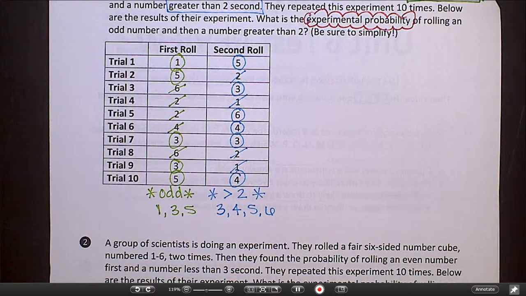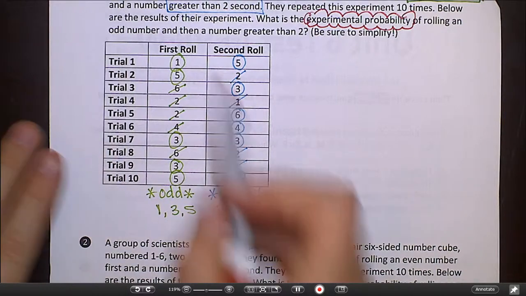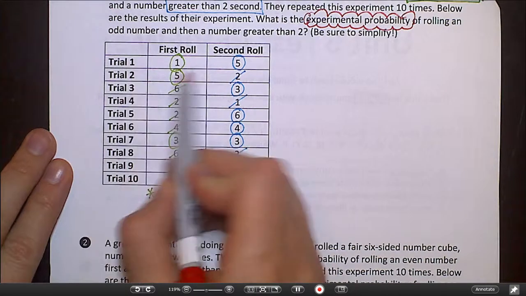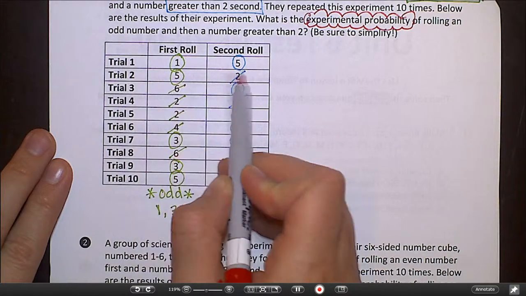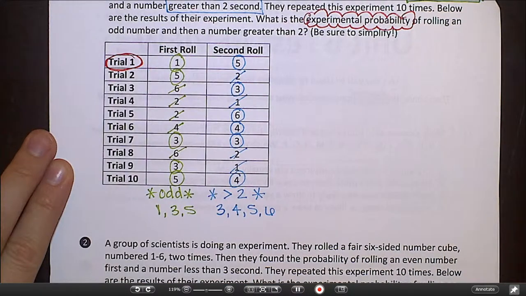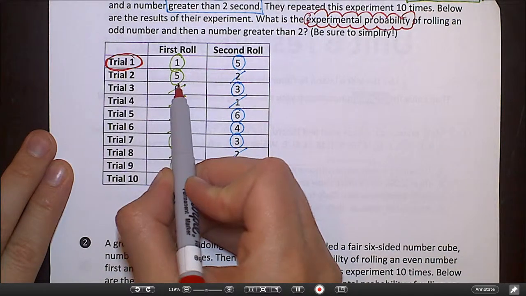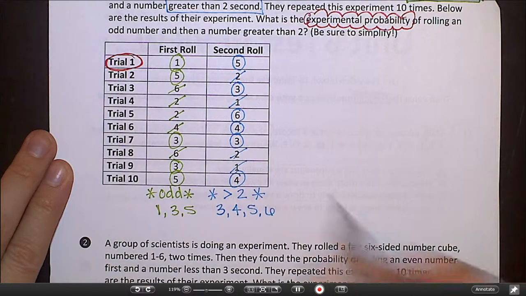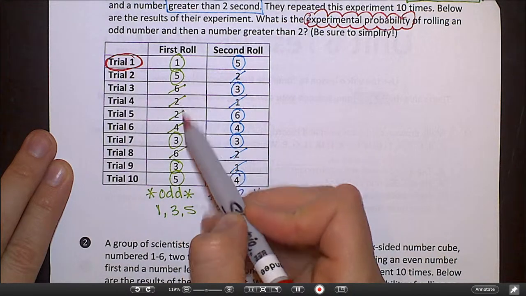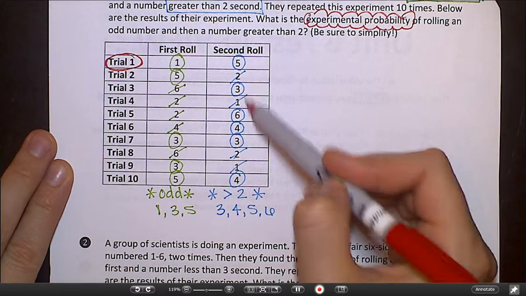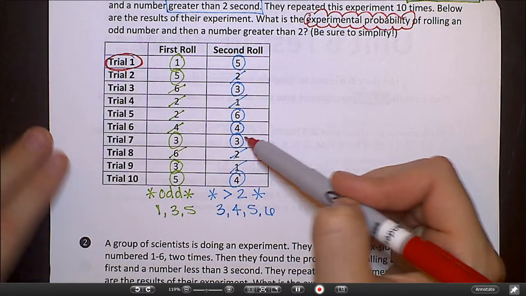So now we've analyzed our results, and what we want is the experimental probability of rolling an odd number and then a number greater than 2. So in trial 1, I got an odd number and then a number greater than 2. So trial 1 was successful. In trial 2, I got an odd number, but then I did not get a number greater than 2. So we're not going to count trial 2. Trial 3, 4, 5, and 6 weren't even successful at the beginning, so I'm not going to count any of those, even though some of them gave me what I wanted on the second roll.